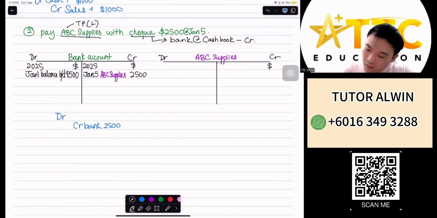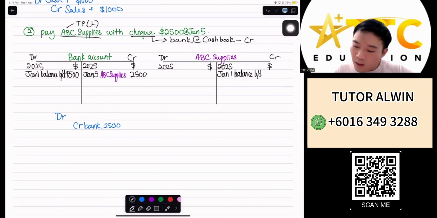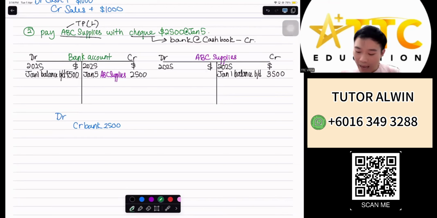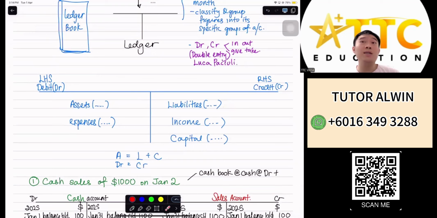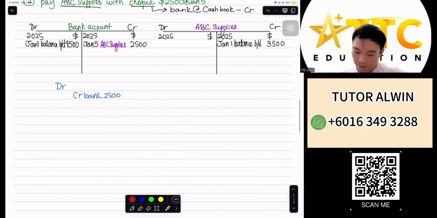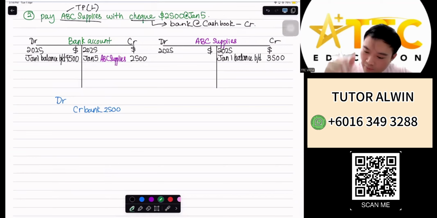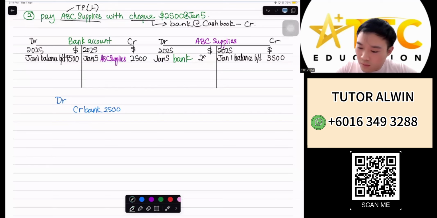So let's say as January 1, brought down from last month, we are still owing ABC supplies worth 3,500. Okay, so now we pay our supplier. So means our liability reduces. So once our liability reduces, we will go to the opposite side, in which we will debit that particular liability. So here will be the item. On January 5, we debit that particular account with the bank. So we will debit the bank. Okay? Debit the ABC supplies with the word bank.